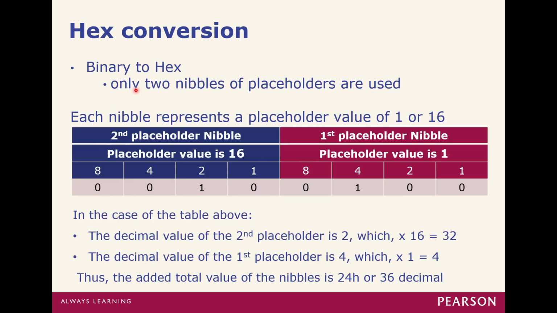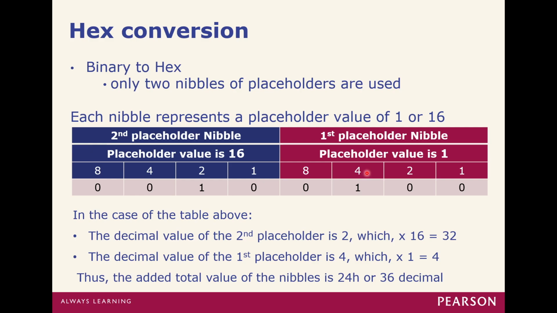So here we have binary to hex. What do we have here? Here is the same thing, a value 1 to 16. So here you have 2 and 4. You have 1 under them, so it's 24. That's it. That is the number that you have for hex.